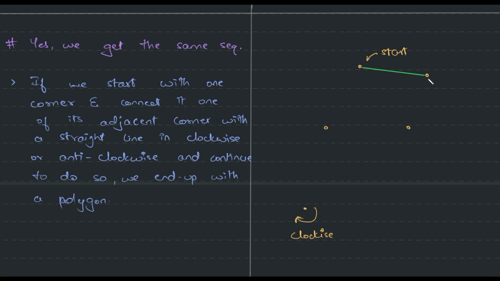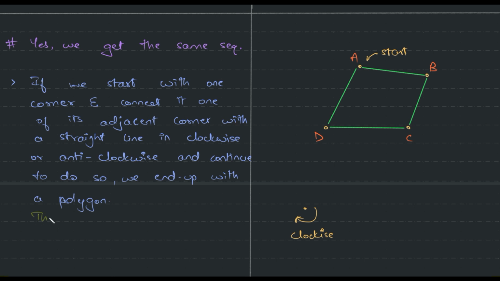And the next one does the same. So adjacent to that is this point in clockwise. To this point, let me name it. Actually, if I keep telling this, it doesn't make sense. ABCD. So we have points ABCD. Starting from A, if I connect it to B in clockwise, then B connects to C, right? And C connects to D, and D connects to A. What do you end up with? We end up with a polygon.